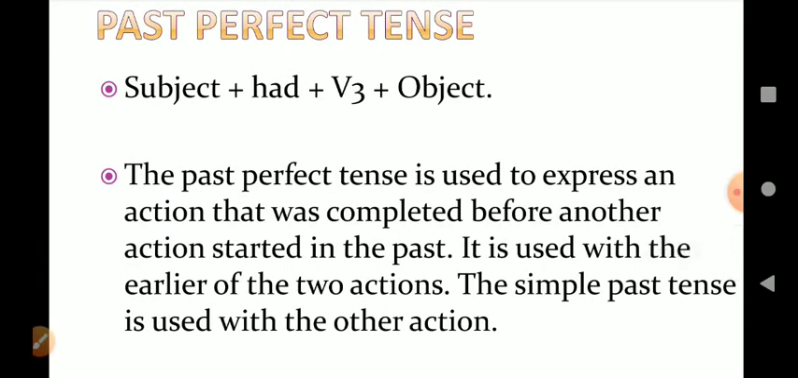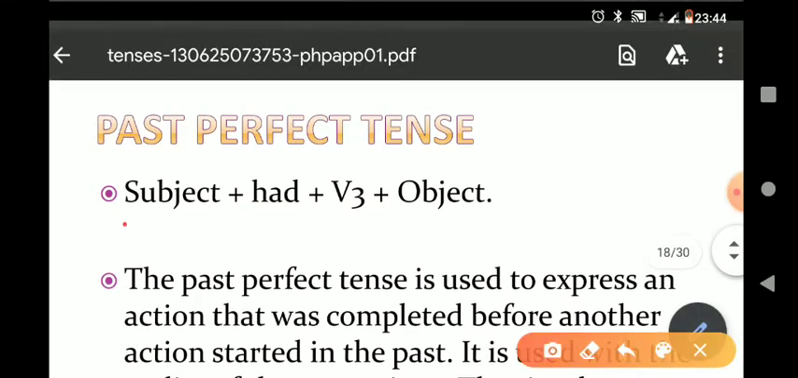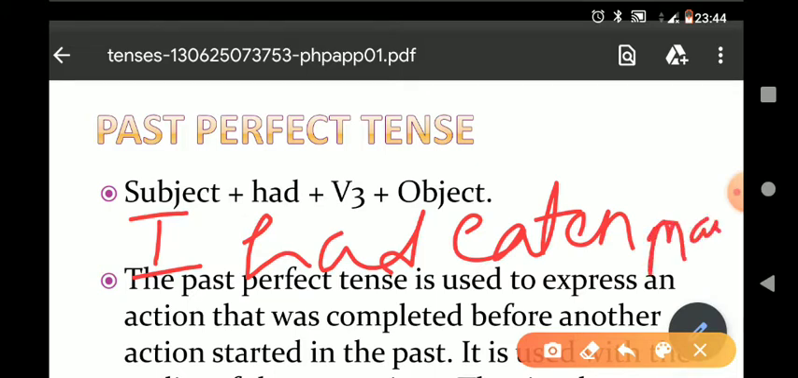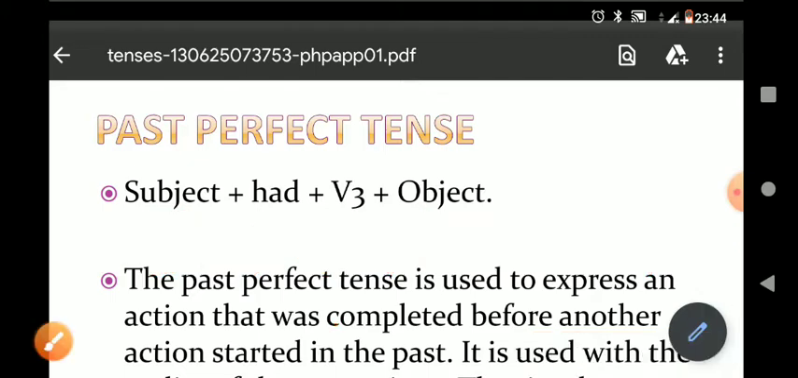Third is past perfect. Now what is past perfect tense? Past perfect tense means those tenses which started in the past and completed also. Like the rule you are seeing here: subject plus had plus V3 plus object. So I can give you one example, like: I had eaten mango. So I had eaten mango means any action started in the past and completed in the past also, as you are seeing here with the rule.